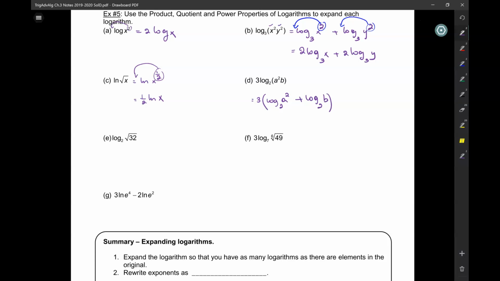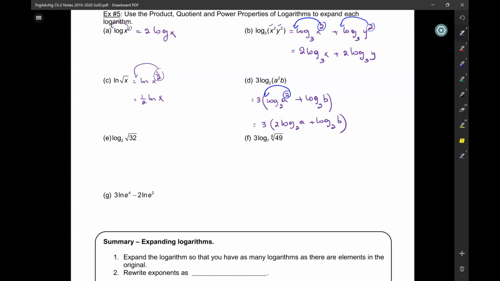Then, okay, often students will say, okay, we're done. But what have we not completed yet? The exponent has to come down. So this is 3 times 2 log 2a plus log 2b. Now, that will give you full credit.